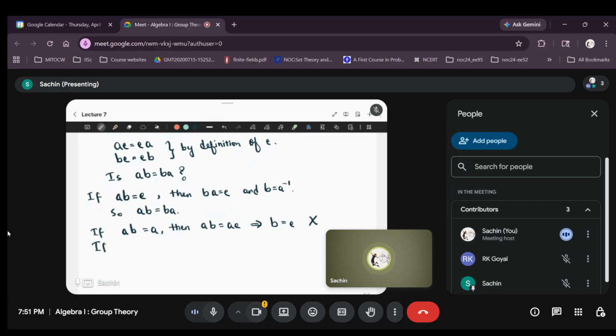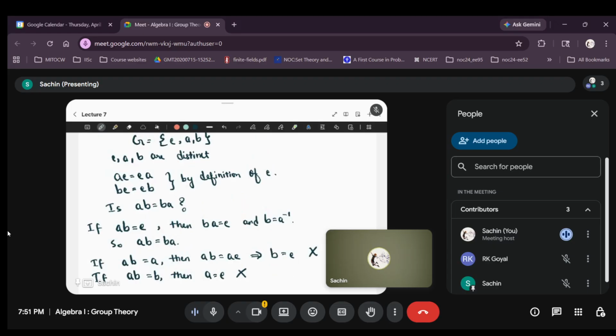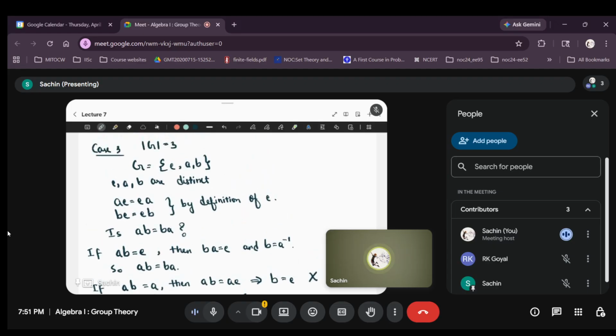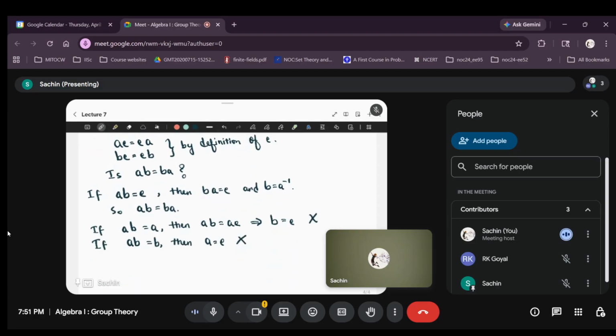If AB is equal to B, then A is equal to E. This is also not possible because A, E, B must be distinct. So it must be the case that A and B are inverses of each other, and AB is equal to BA is equal to E. So G is abelian.